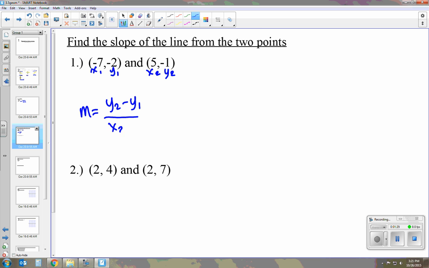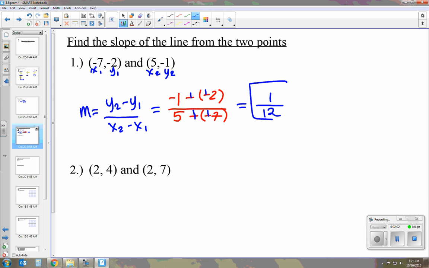And after we write down our slope formula, we're going to plug in. Our y sub 2 is negative 1 minus, remember we always write minus, our y sub 1, which is a negative 2. Make sure we put that in parentheses. Then x sub 2 is 5 minus a negative 7. And when we have a negative and a negative, it becomes a positive. So negative 1 plus 2 is 1, and 5 plus 7 is 12. So that is our slope, 1/12.